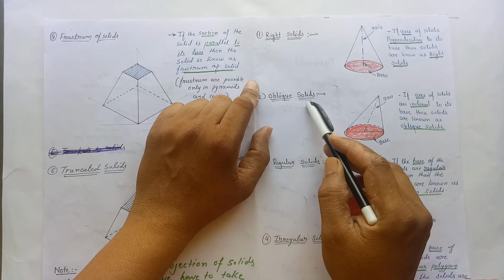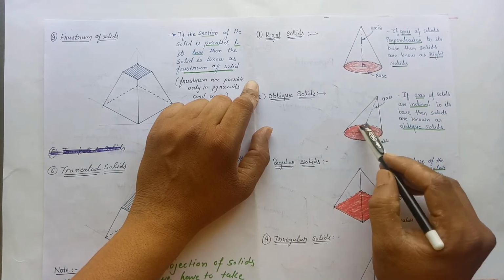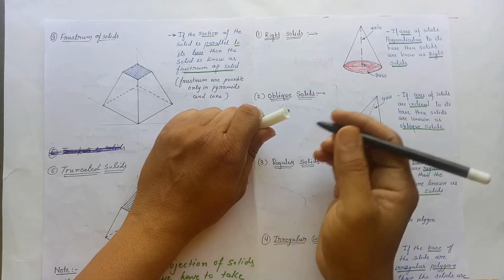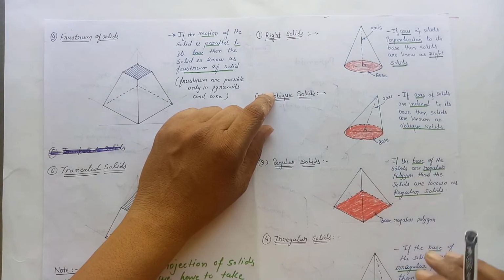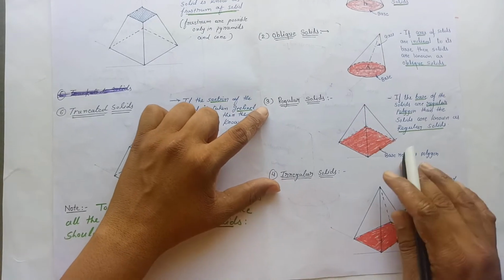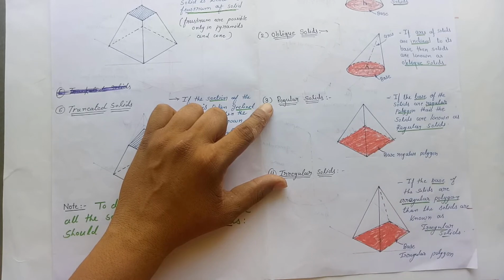What are oblique solids? If the axis of the solid is inclined to its base, then the solids are known as oblique solids. Now regular solids and irregular solids. These are the types of solids based on the shape of the base.